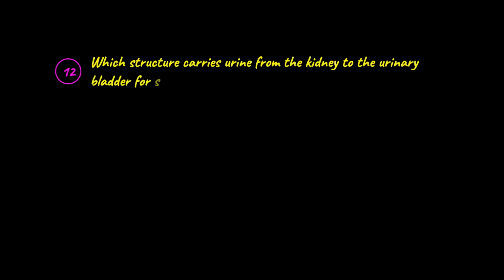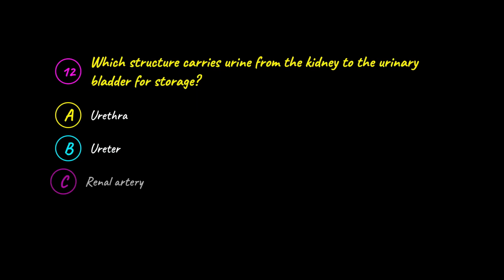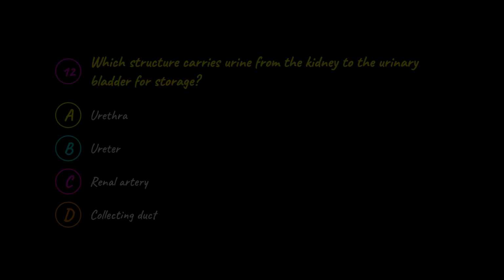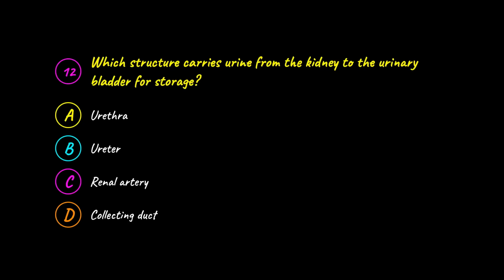Question 12. Which structure carries urine from the kidney to the urinary bladder for storage? Your options are A. Urethra, B. Ureter, C. Renal artery, D. Collecting duct. What's your answer? Commit to one before I continue.